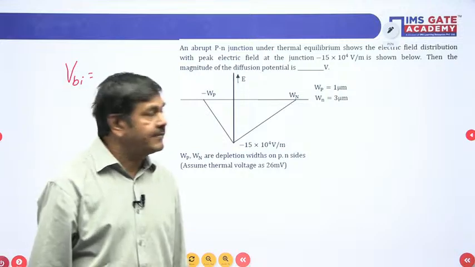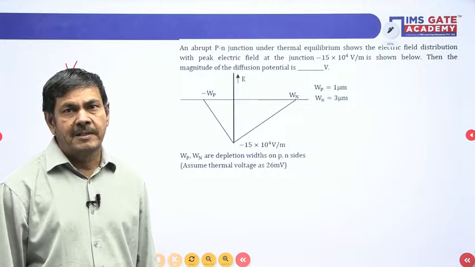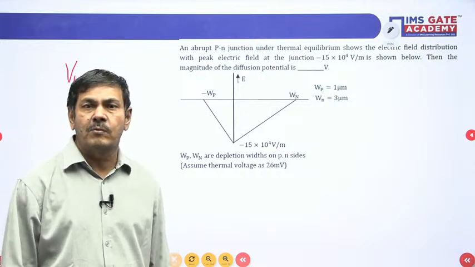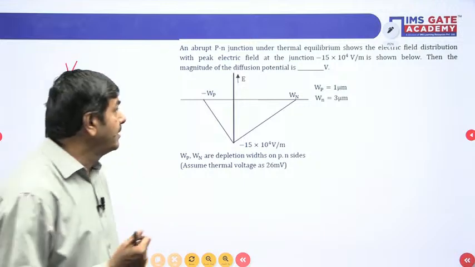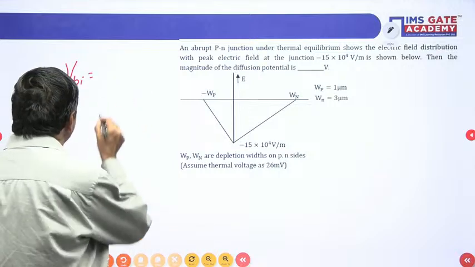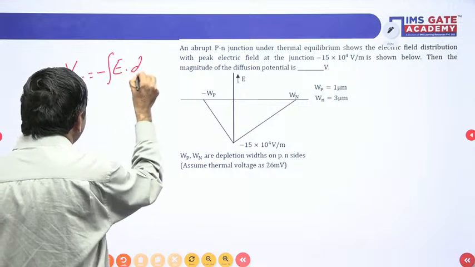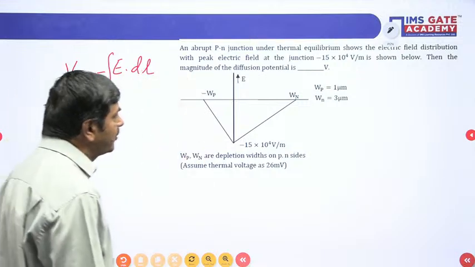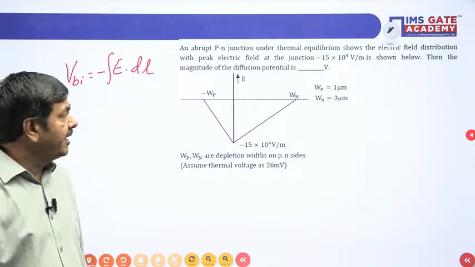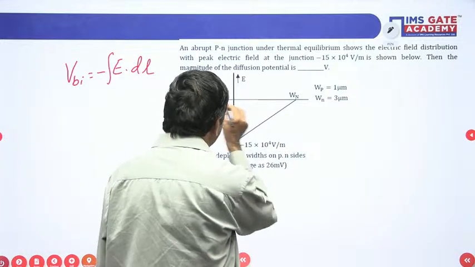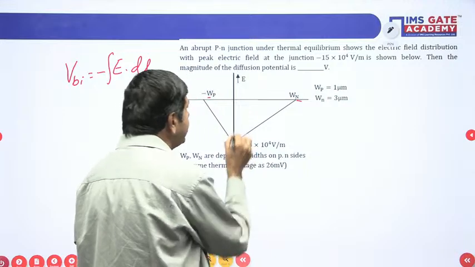Electric field intensity is given as minus. Finally, the built-in potential will also come with a minus sign, but since the problem asks directly for the magnitude, we take the positive value. Generally the built-in potential is calculated by minus integral of E dot dl. This formula is generally applied to find the built-in potential. But otherwise there is one more way: in the problem Wp and Wn are given, and the electric field intensity is the E value.